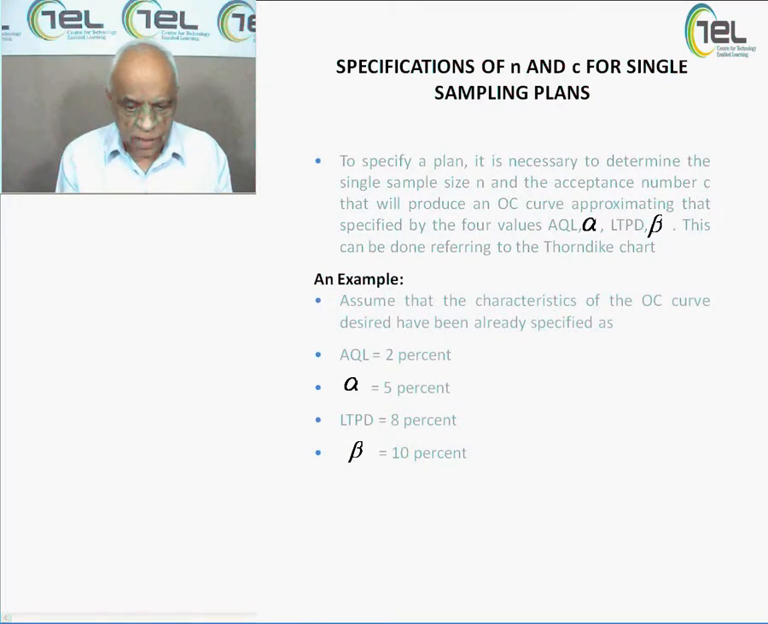Now, in the example I am putting here, assume that the characteristics of the OC curve desired have already been specified. Now what is the specification here? We are talking AQL is 2%, alpha is 5%, LTPD is 8% and beta is 10%.